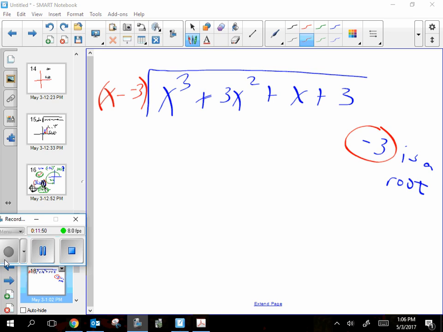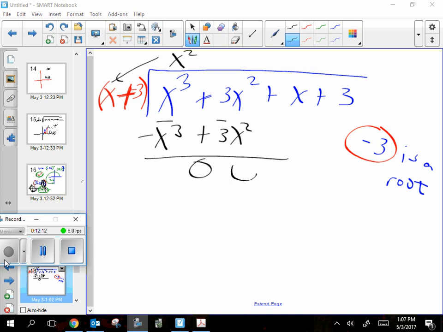And then, if you're going to do long division, you say what goes here so that that times that will equal this. So I want it to be an x squared. And x squared times x makes x to the third. x squared times 3 makes 3x squared. Works out perfect. These are gone. These come down.